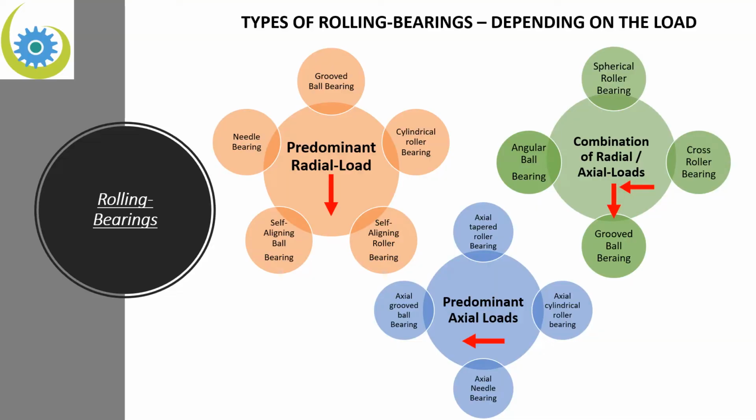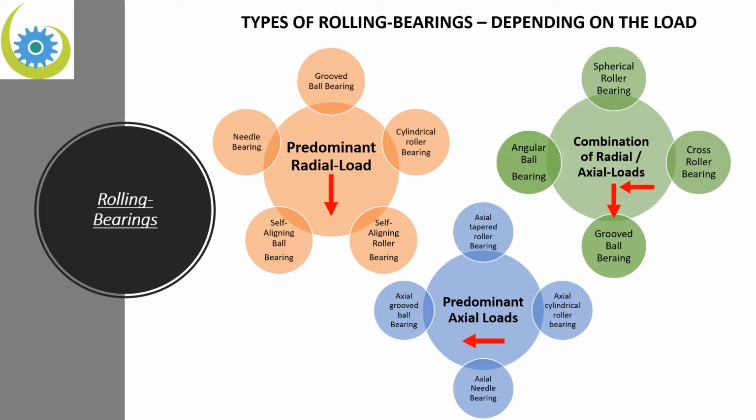So let us start with this presentation, types of rolling bearings depending on the load. I want to spend a few words before we start. The product range of rolling bearings is very wide. So one way to structure them, and this is what we see here in the slide, is to arrange them concerning their capability of forces or load absorption.